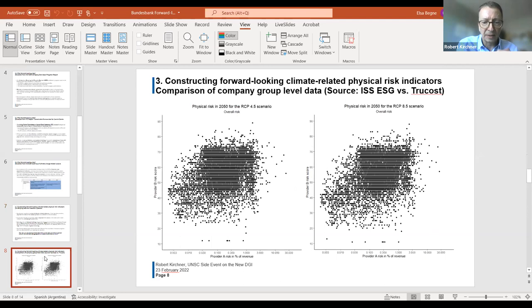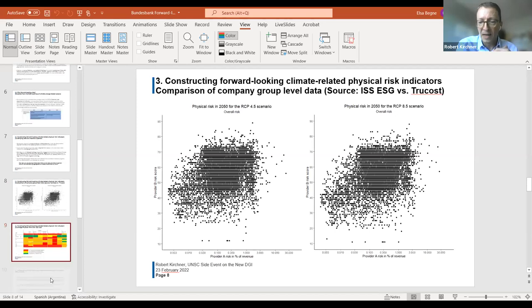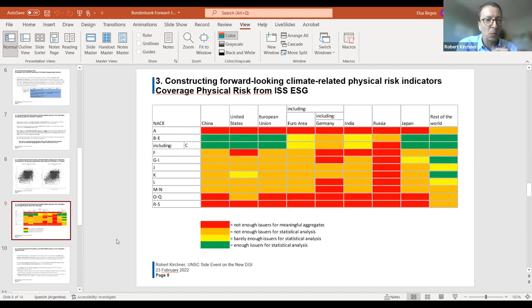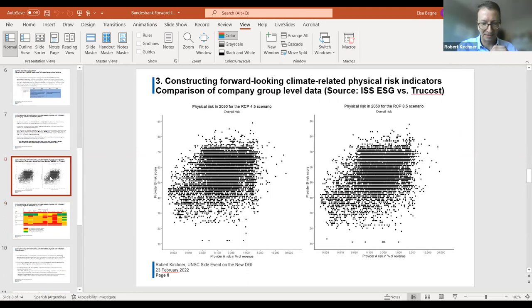On the next slide, we start by constructing forward-looking climate-related risk indicators based on company group level data. And here we have two different sources that we could get. On the left-hand side, we see the medium global warming scenario, and on the right-hand side, the high global warming scenario. One back, please. And still try to describe this slide. On the x-axis, we see provider A and the risk of this enterprise, and for provider B, that is mentioned on the y-axis. Each individual point is an enterprise group.